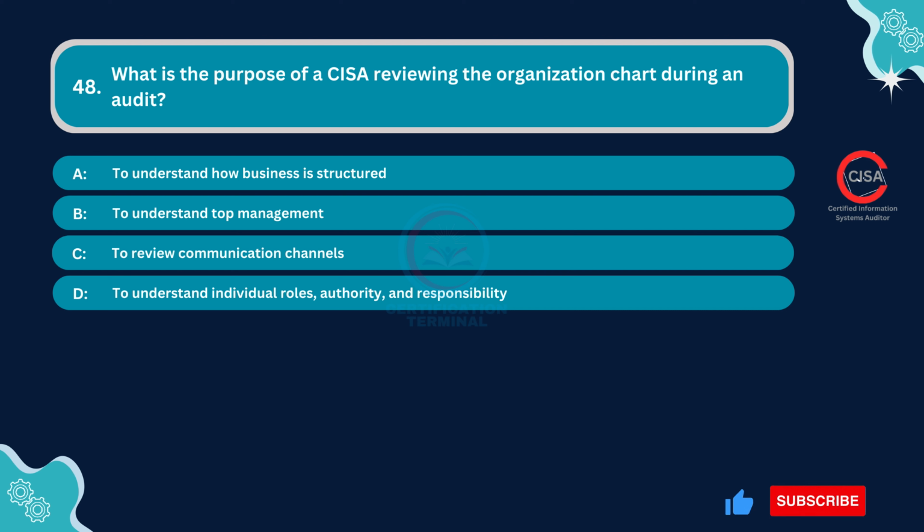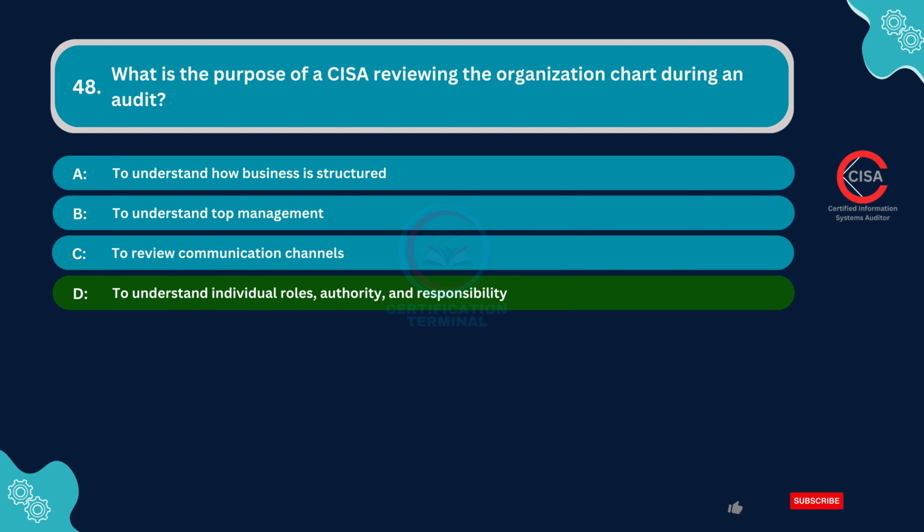The correct answer is Option D, to understand individual roles, authority, and responsibility. While the overall business structure and top management are important aspects, the organization chart plays a crucial role in revealing the details of individual roles, authority, and responsibility. This granular understanding is vital for the CISA to effectively evaluate the internal control framework and identify potential vulnerabilities.